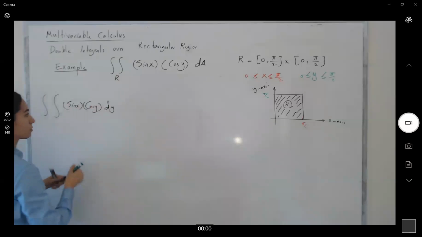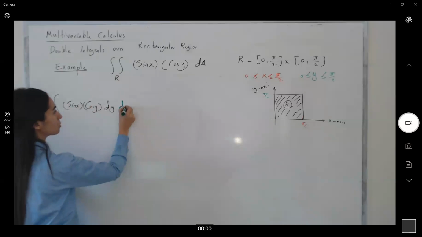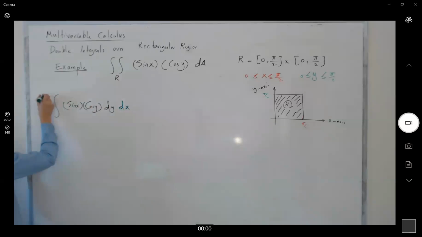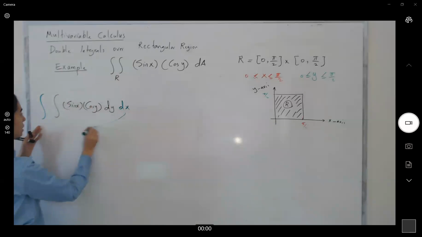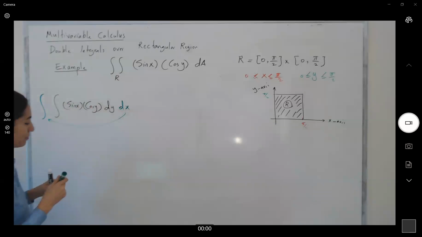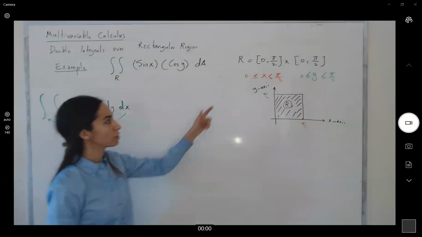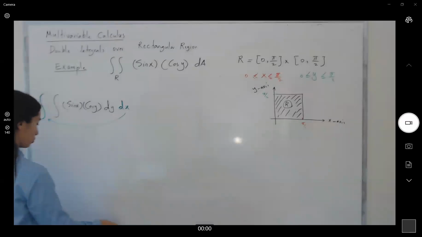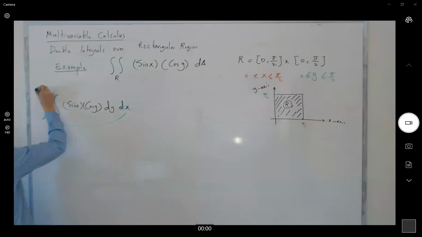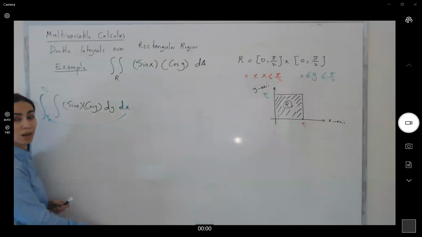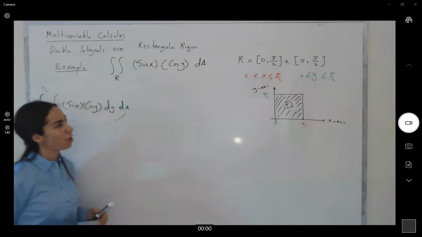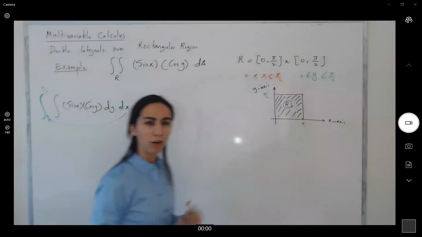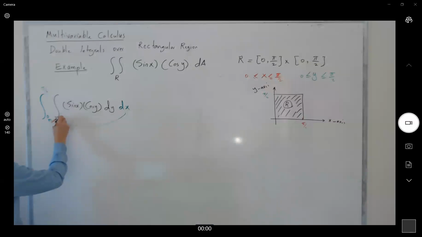So x, it is a different color, so you know that we are just having the outer integral with respect to x. So as you know, your x ranges between 0 to pi halves. We're going to copy this here. And the inner integral is with respect to y. So since y ranges between 0 to pi over 2, there is no difference between these. 0 to pi over 2.